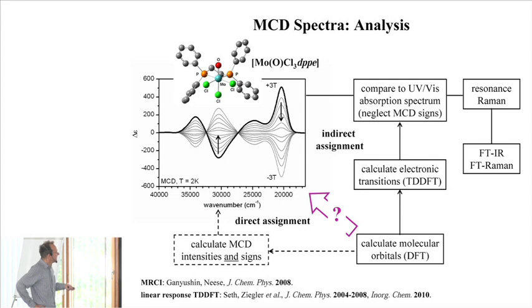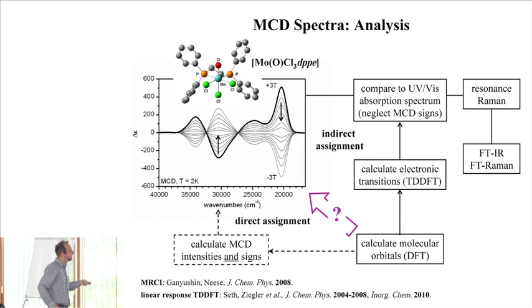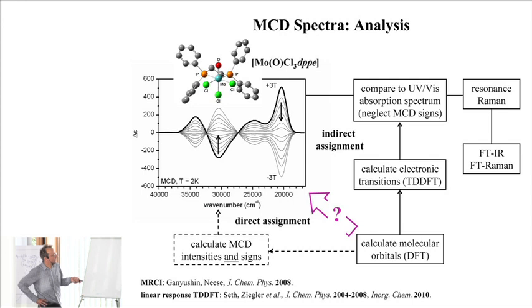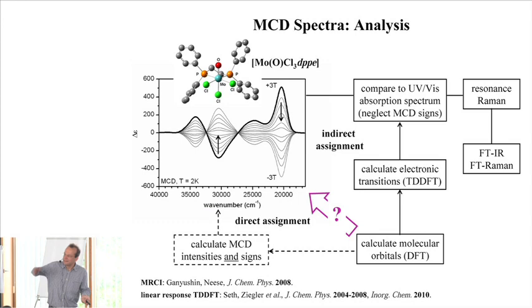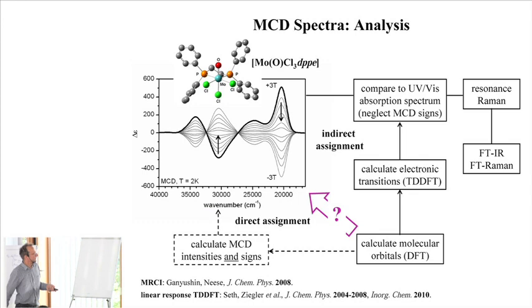The agenda was just to compare this to the UV-vis spectrum, take resonance Raman, take the FTIR; you need these techniques to assign your bands. And another way would, of course, be to directly calculate the MCD spectrum from theory, which is difficult, but as Frank tells me, we are approaching this. And what we did is we tried to interpret this spectrum based on the calculated molecular orbitals. And the question was, is that possible?